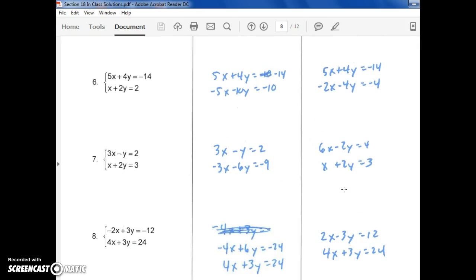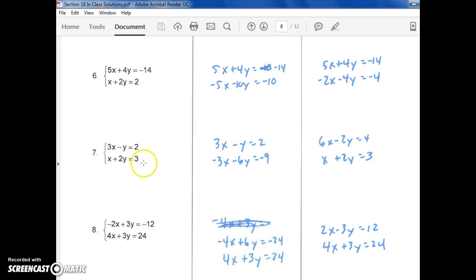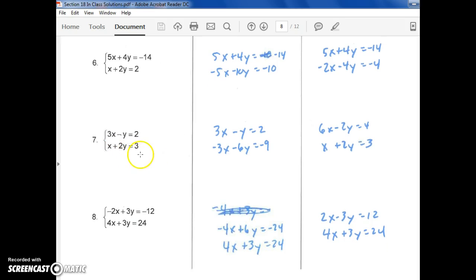And the rest are the same type of problems. Here we got 5x plus 4y equals negative 14. We'll solve for x by multiplying the second equation by negative 5. And to solve for y, we'll multiply the bottom equation by negative 2. In question number 7, we have 3x minus y equals 2, and x plus 2y equals 3. To eliminate x, I'm going to multiply the second equation by negative 3. To eliminate y, I'm going to multiply the top equation by 2.